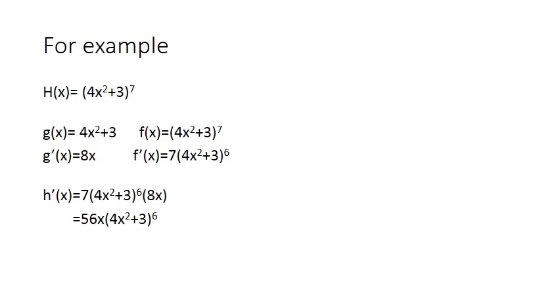The g prime of x would be 8x, and the f prime of x would be 7 times 4x squared plus 3 raised to the 6th power. So we move on to h prime of x, which is equal to 7 times 4x squared plus 3 raised to the 6th power times 8x. Combining 8x and 7, you get 56x times 4x squared plus 3 raised to the 6th power.